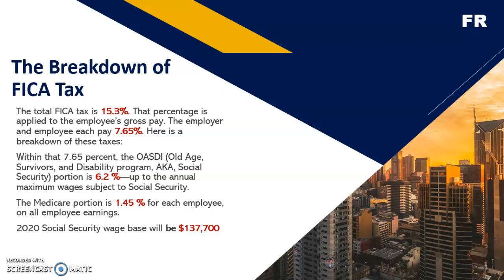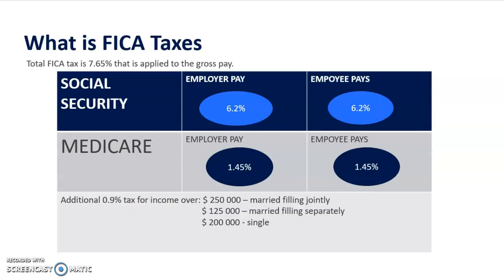Within the 7.65%, the Social Security portion is 6.2% up to the annual maximum wage subject to Social Security. The Medicare portion is 1.45% for each employee on all employee earnings. On October 10, 2019, the Social Security Administration announced that in 2020, the Social Security wage base will be $137,700. So from this table we can see who pays taxes and what portion, what is the employee's part and what is the employer's part.